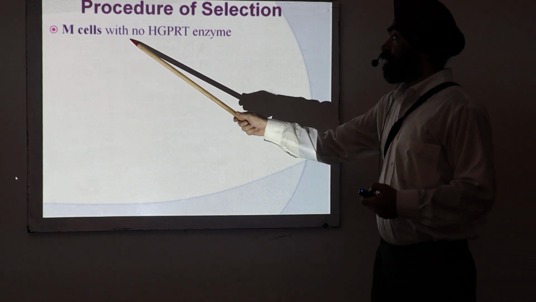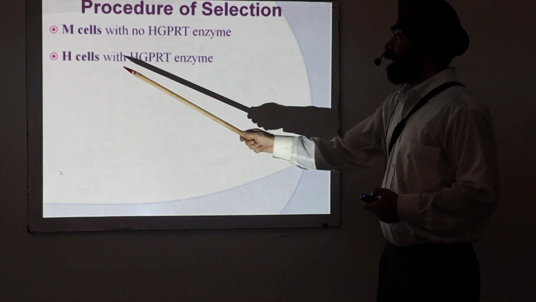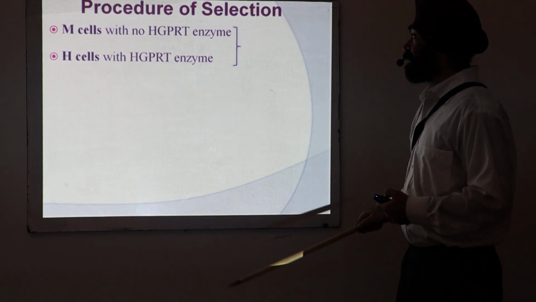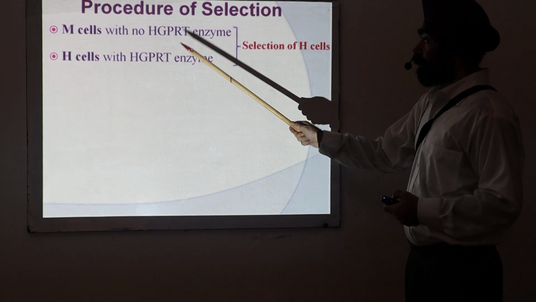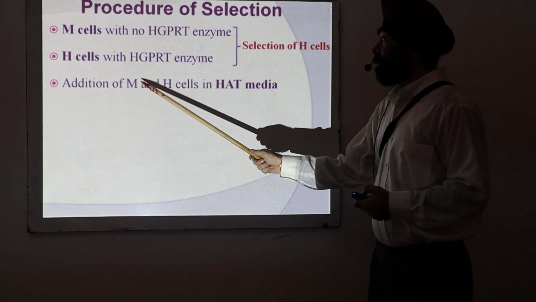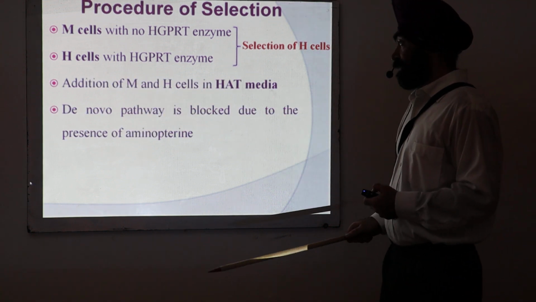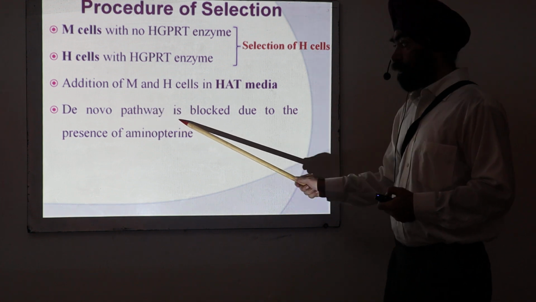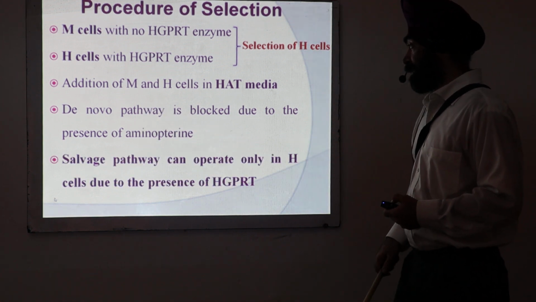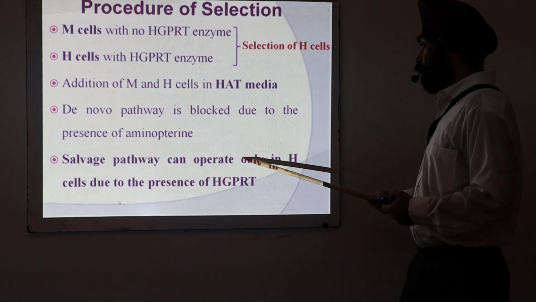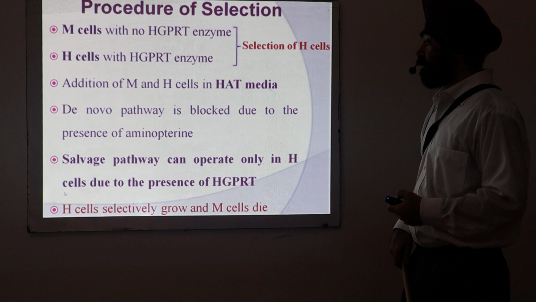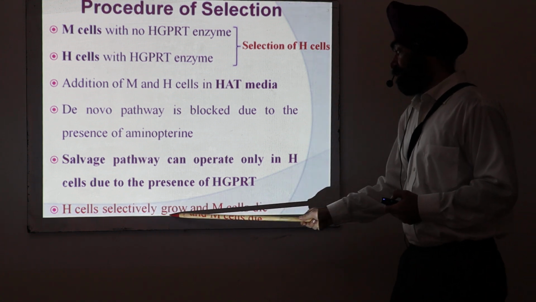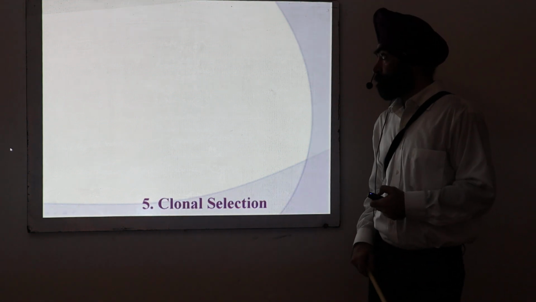I will explain this in the form of written matter. M cells have no HGPRT enzyme, H cells have the HGPRT enzyme. So we need H cells. This is the property. You add M and H cells in the HAT media. The de novo pathway is blocked in the presence of aminopterin. The salvage pathway can operate only in the H cells, in the presence of HGPRT. So this is the procedure of selection. H cells selectively grow and M cells die.